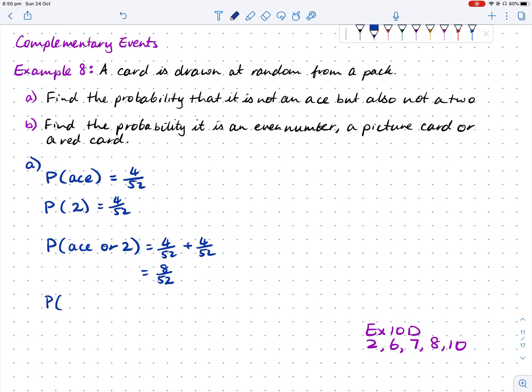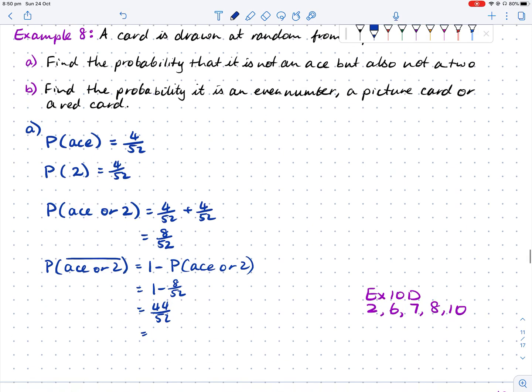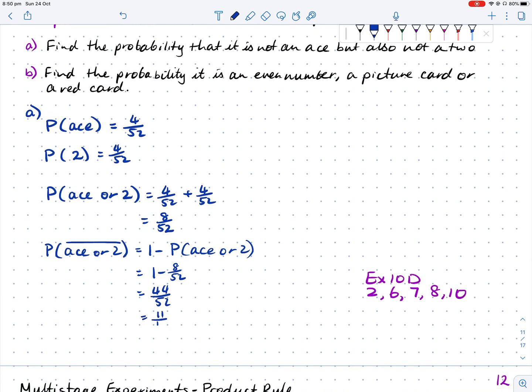So we're looking at the complement. Ace or 2, and we want the opposite of that. That's 1 minus the probability it is an ace or 2. That's 1 minus 8 out of 52. If I do 52 minus 8, that's 44. So it's 44 out of 52. And if we simplify that, put it in your calculator, it's 11 out of 13.